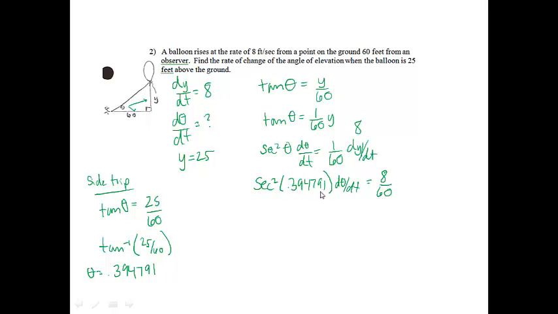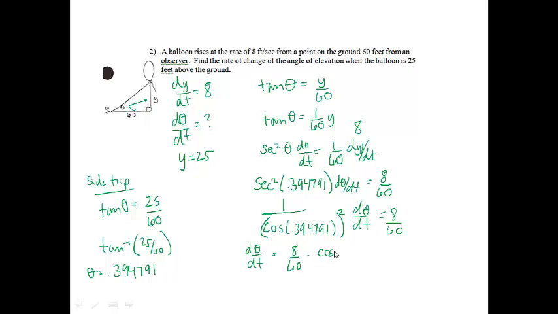All right, now from here, to evaluate the secant, we know that the secant is 1 over the cosine, so it's actually going to be 1 over cosine of 0.394791, and it was secant squared, so this will be 1 over the cosine squared, times d theta/dt equals 8 over 60. And then from here, to get rid of this fraction, we could multiply both sides by the reciprocal of that fraction. So d theta/dt will equal 8 over 60 times the cosine of 0.394791, the whole thing squared.